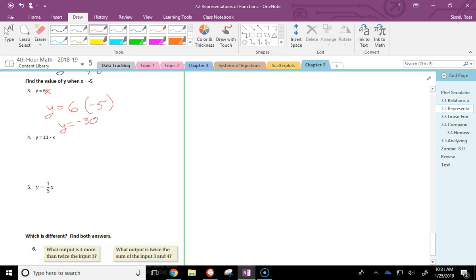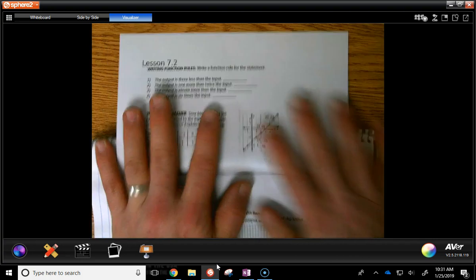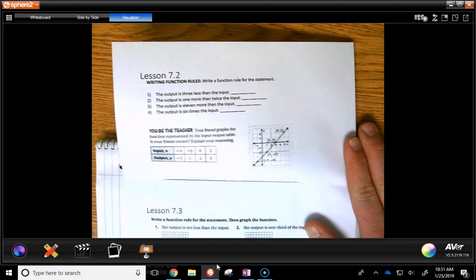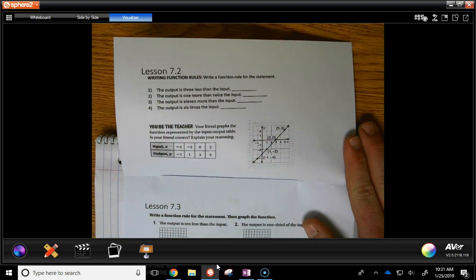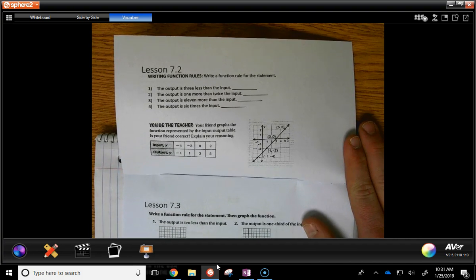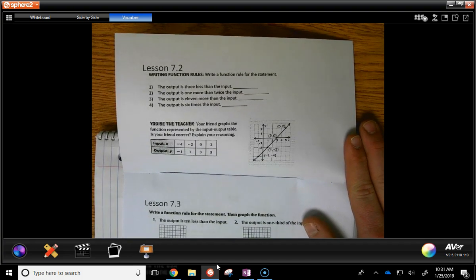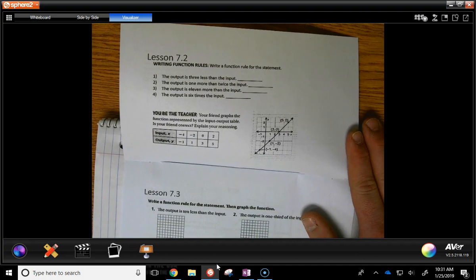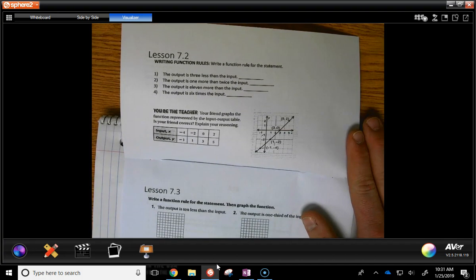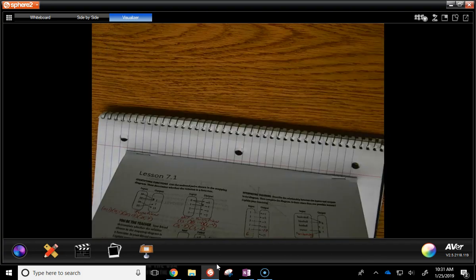Alright, for your homework, same thing as yesterday, a completion grade. Make sure you go to your notebook. We are working on 7.2. It is 5 questions long. 1 through 4, write the function rule for the words. We did a couple examples like that. You're going to write the y equals. And then the last one's a you-be-the-teacher. They give a scenario. You have to explain what they did wrong. You still have 2 minutes left of class. To be honest, you should be able to get 1 through 4 done. So that is your homework due for tomorrow.